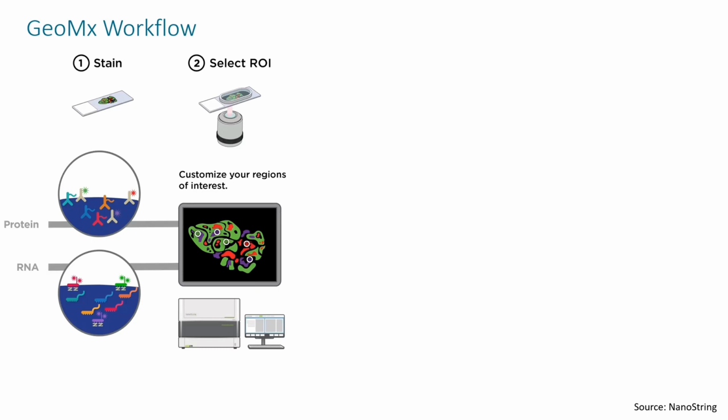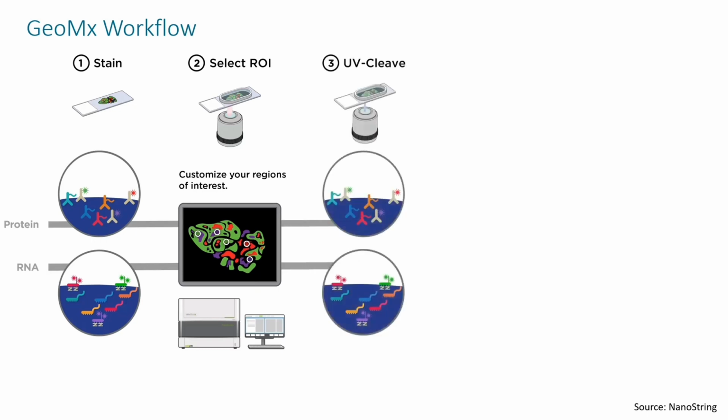And once these have been chosen, then we are ready to UV cleave the probes, and this all happens on the GeoMx machine. Once the ROIs have been selected, we take each ROI at a time, shine UV light, and thereby cleave off these barcodes.